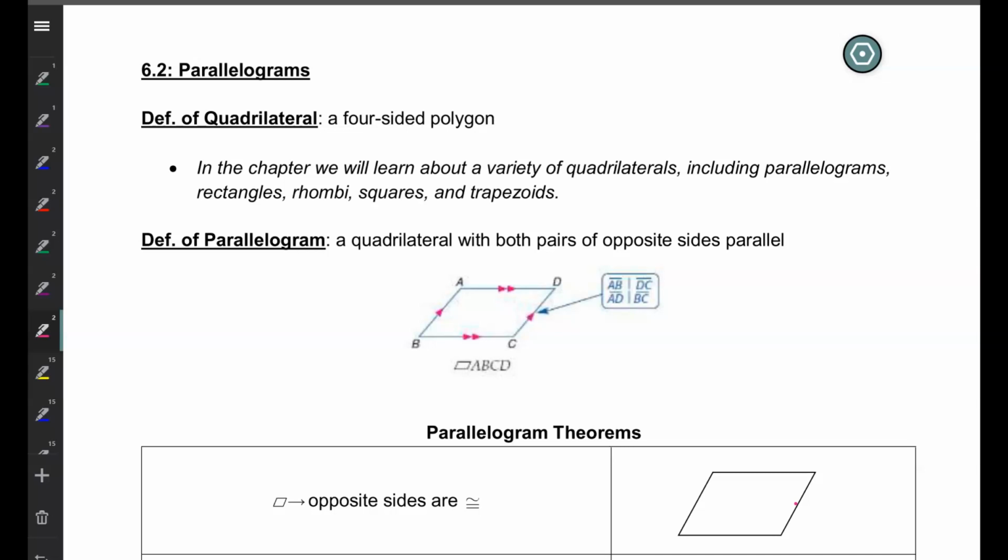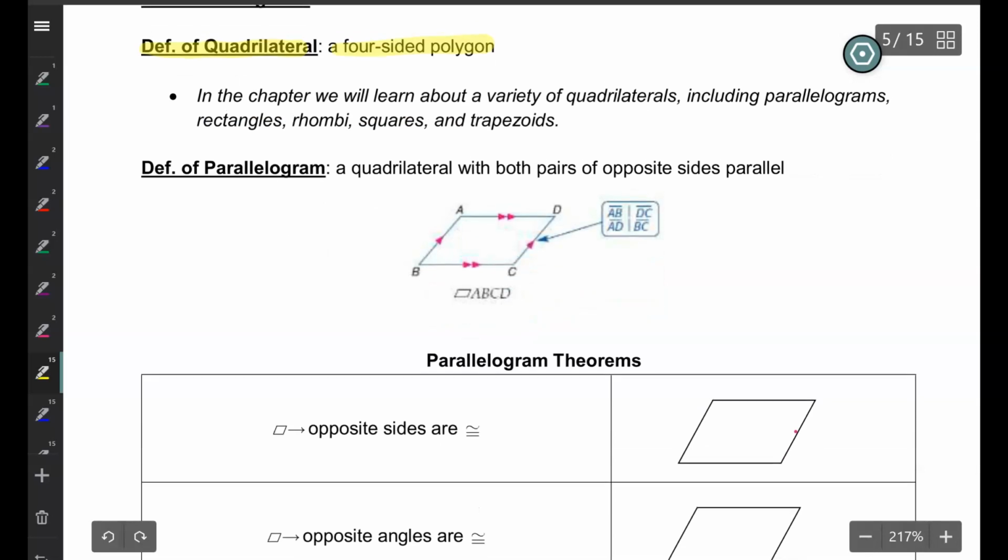Okay, so we are going to do 6.2 on parallelograms. Just a quick reminder, the definition of a quadrilateral is just a four-sided polygon. All right, so basically the rest of chapter 6 is all going to be focusing on special types of quadrilaterals. In this section we are going to take a look at parallelograms.